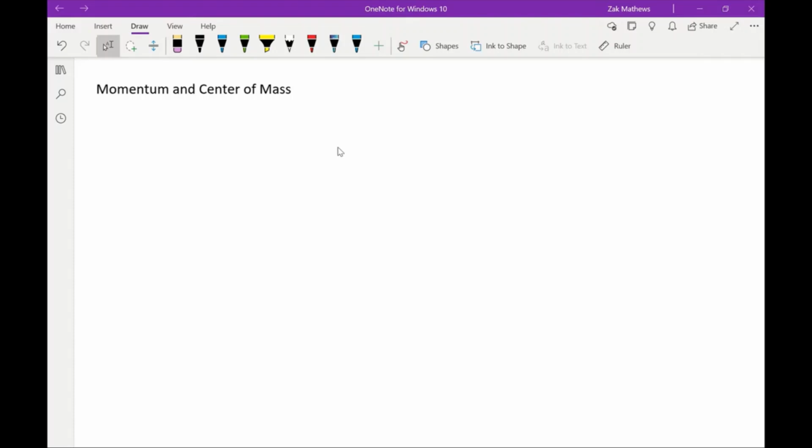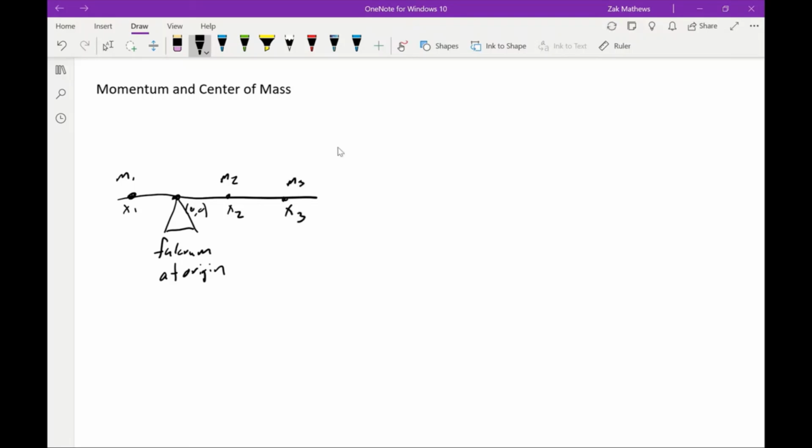So the first thing that I want to do is think about some masses. Let's place a fulcrum, and let's place that at the origin just to give us a bearing. So this will be the point 0, 0. And then I'm going to place some masses along this axis. So we'll have mass 1 at position x1, mass 2 at position x2, and mass 3 at position x3.